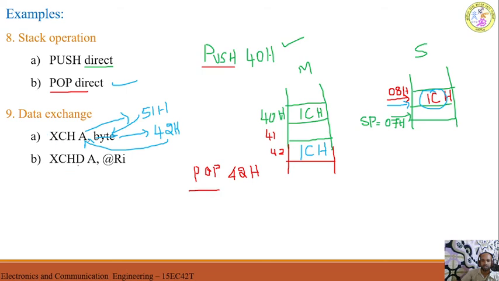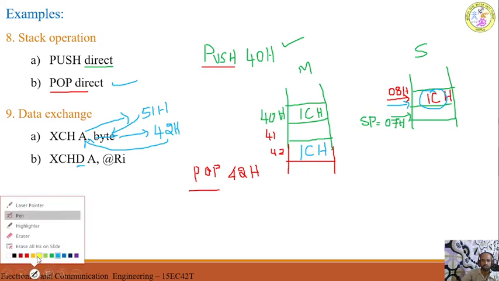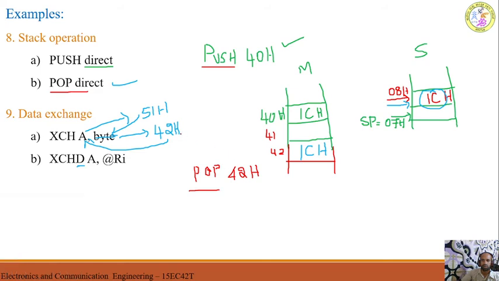Whereas if we use XCHD, it exchanges only the lower nibble. Only the lower nibble will be exchanged. So which is the lower nibble here? This is the lower nibble. This is called the lower nibble.